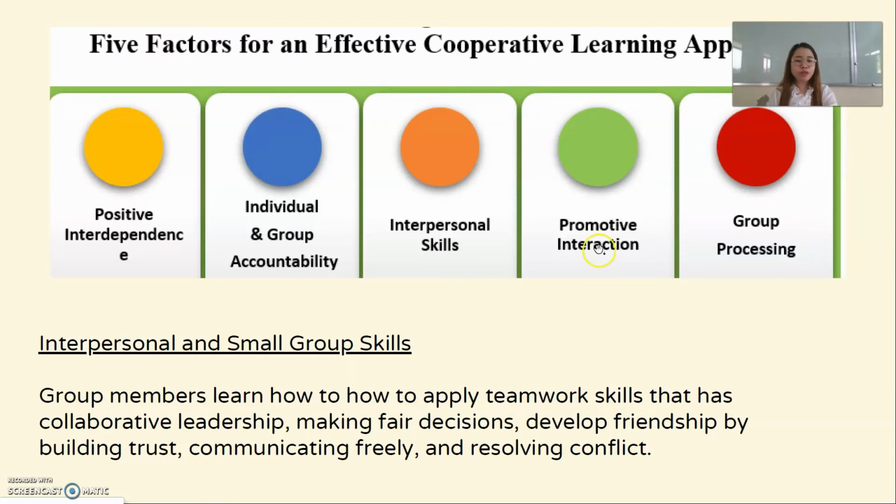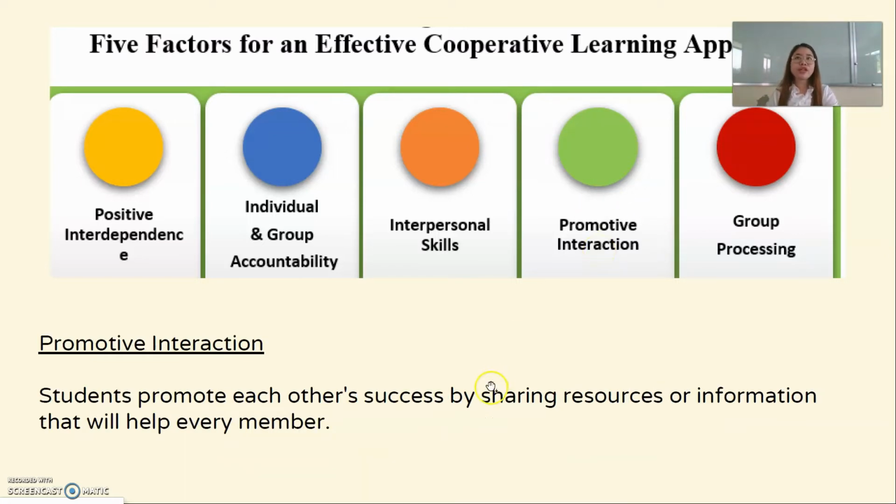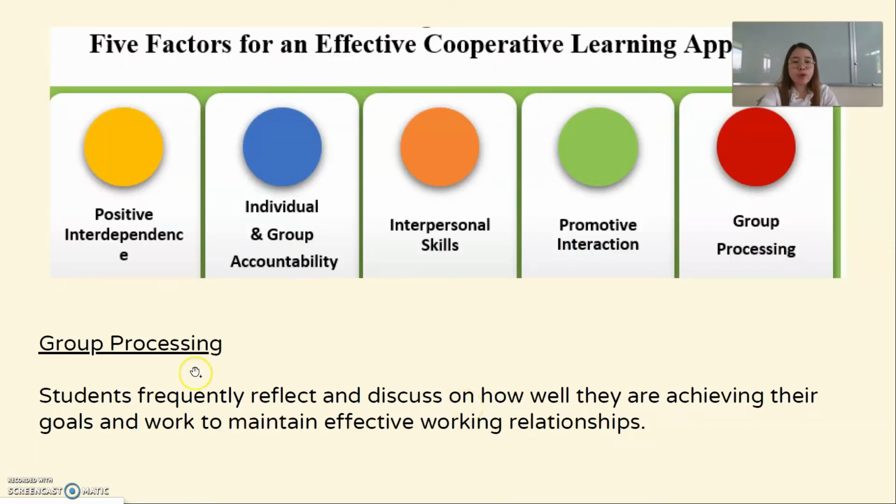Now let's talk about promotive interaction. Promotive interaction has almost the same idea as positive interdependence, wherein the group members will help each other. But in promotive interaction, what is being emphasized here is they promote their own success by sharing sources of information. Classmates will help the student by providing him or her the internet link. So, promotive interaction. And next is the group processing.